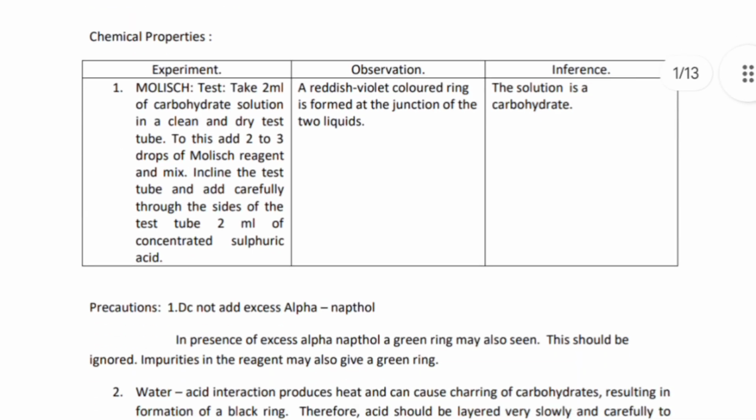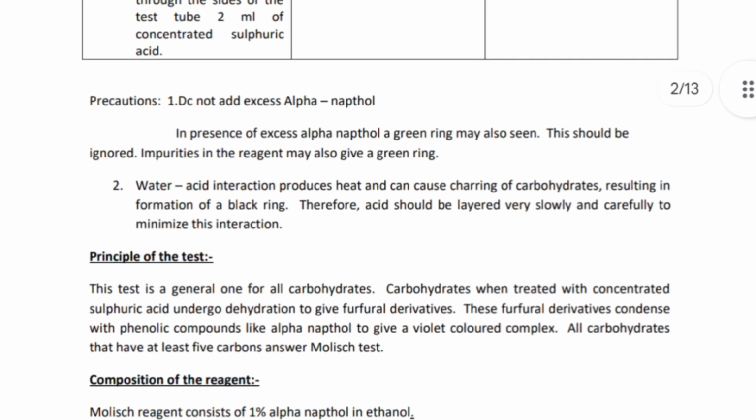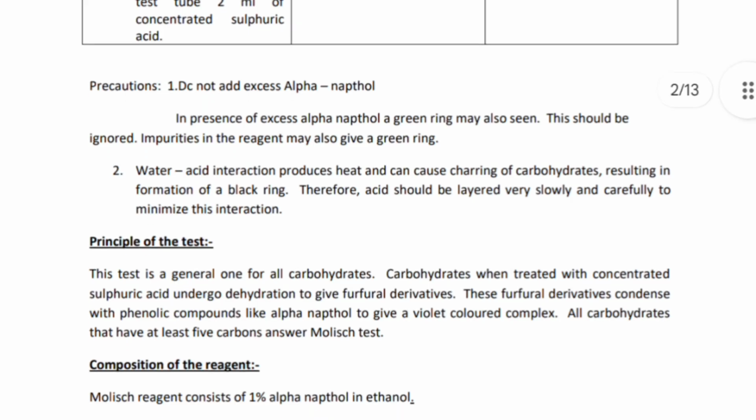Now, what are the precautions? We shouldn't add excess alpha naphthol, because in the presence of excess alpha naphthol the reddish violet ring becomes green. This shouldn't happen. Impurities can also cause this green ring. Since water-acid interaction produces heat and it can cause charring of carbohydrates, it forms a black ring. Therefore acid should be layered very slowly and carefully to minimize this interaction. That's why you put it through the sides of the test tube and not just push it all in at once.